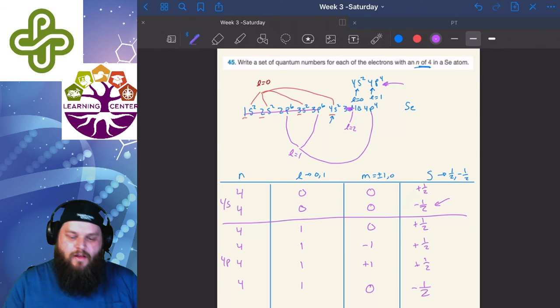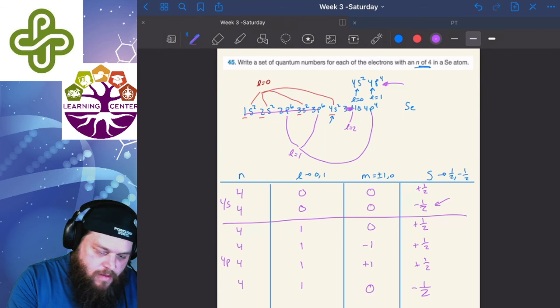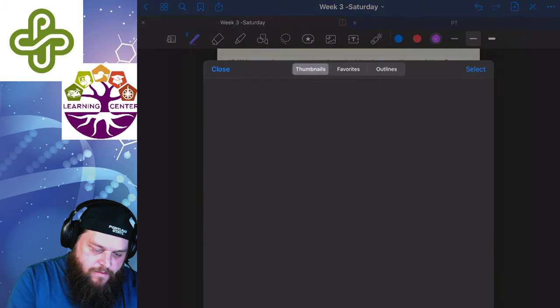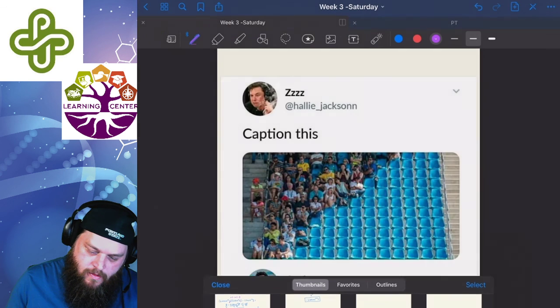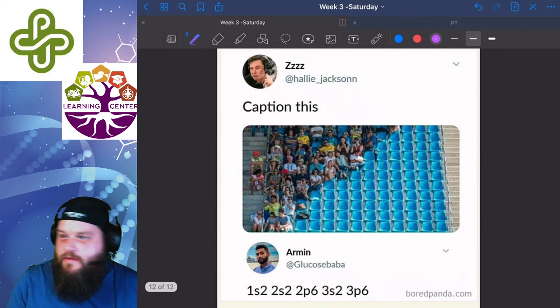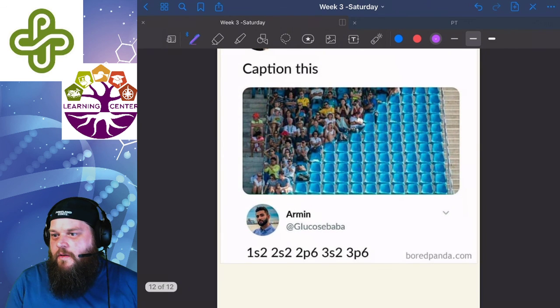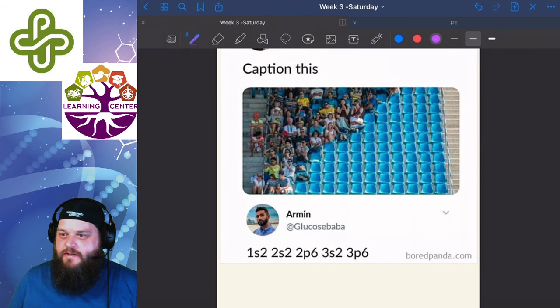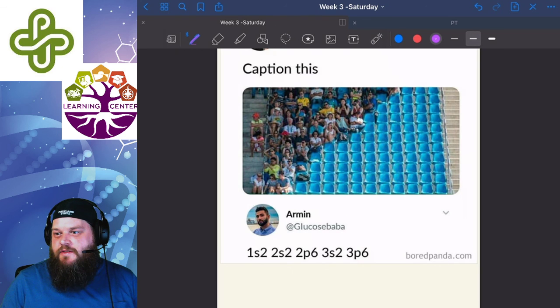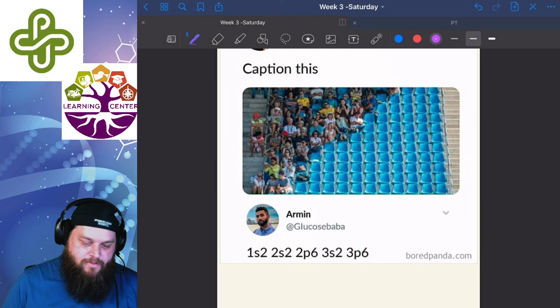And that is all I have for you. We'll leave you with a fun little meme that I found about this, where someone asked to caption this photo. Someone said 1s2, 2s2, 2p6, 3s2, 3p6, etc.